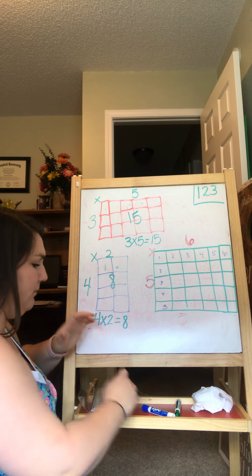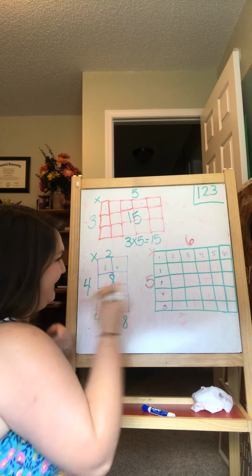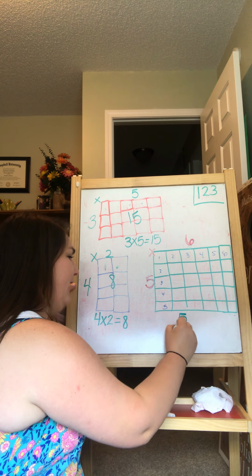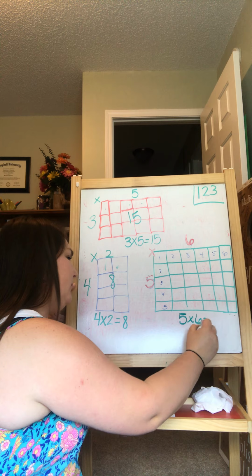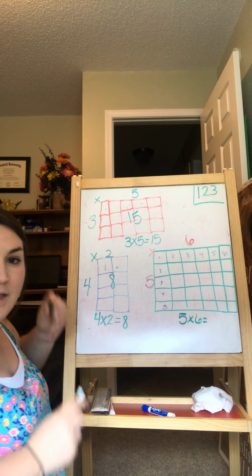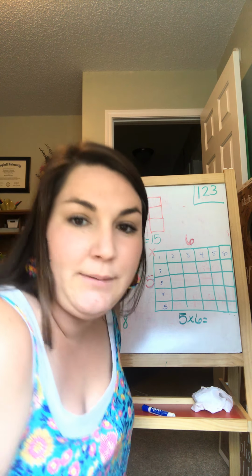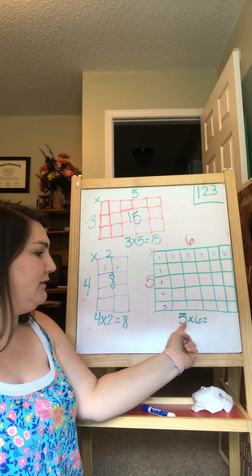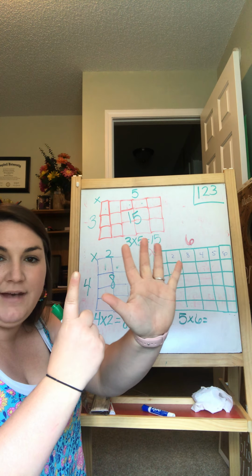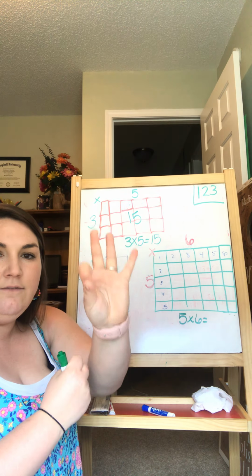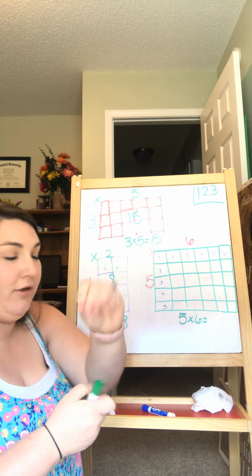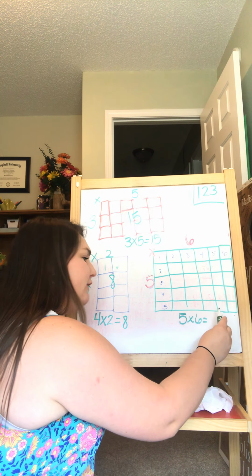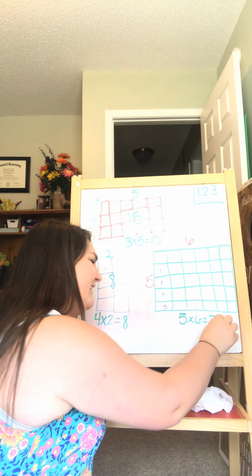Gracious me, I need some more markers. So I'm going to write my number sentence. 5 times 6 equals, well, what's 5 times 6? All right, so we're going to do it this way. We know we can count by 5s. So let's hold up 6 and count by 5s. 5, 10, 15, 20, 25, 30. Good. Hopefully you were shouting 30 at me the whole time and you didn't have to count.